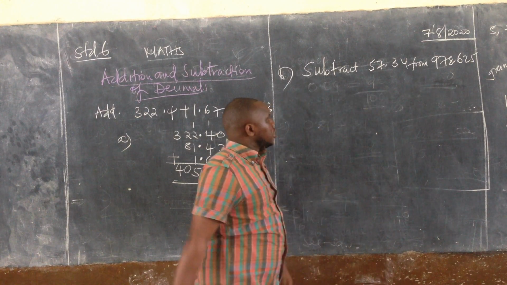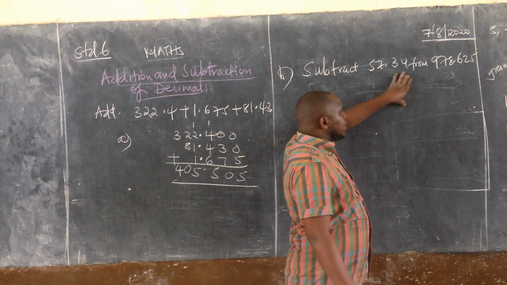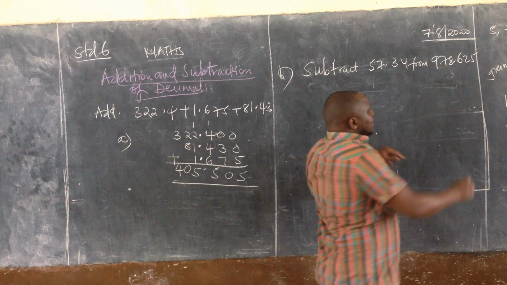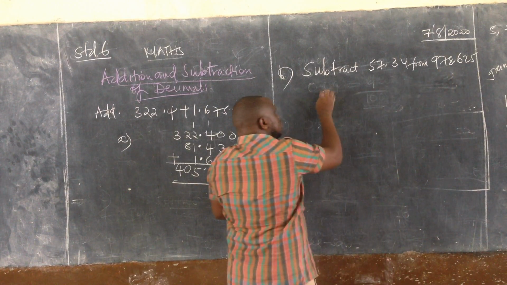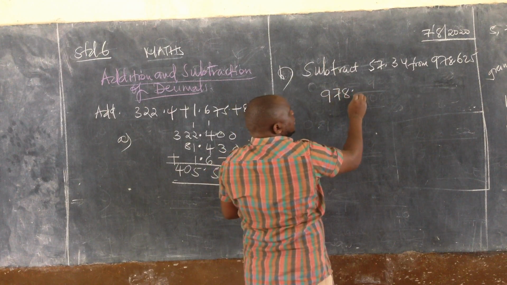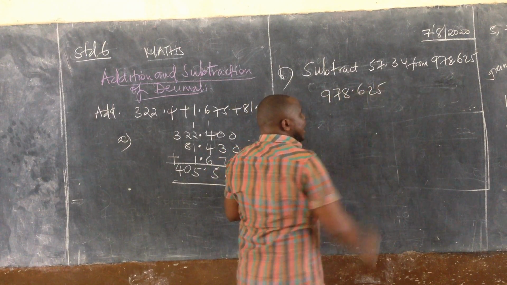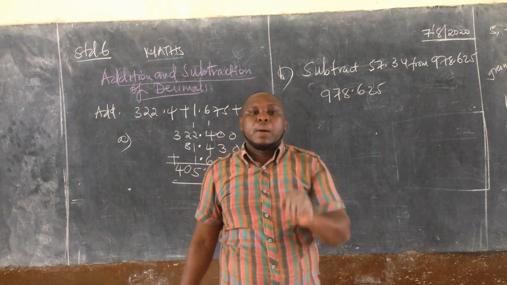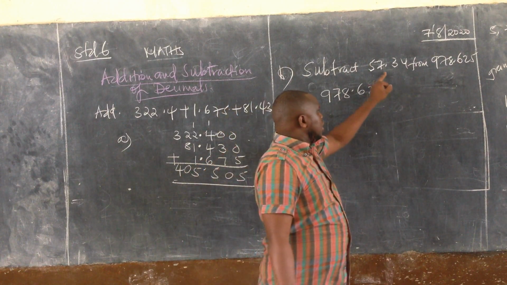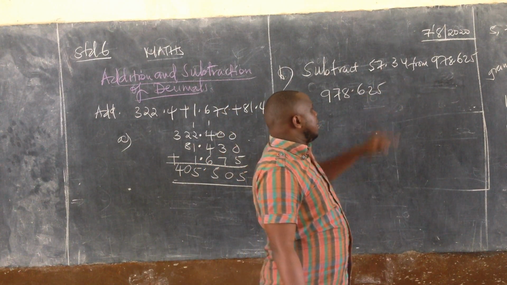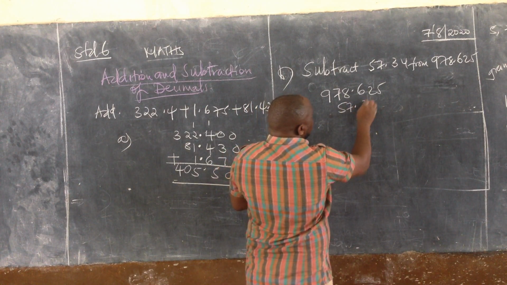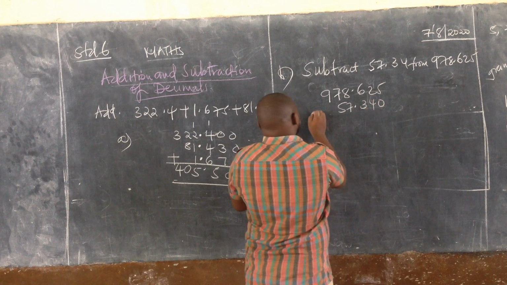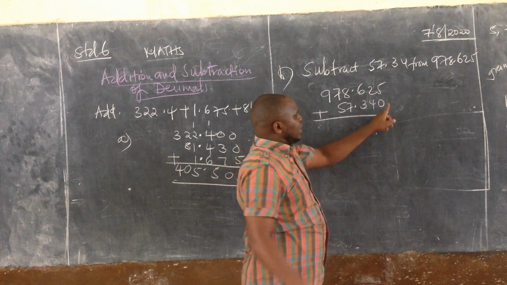So in this case, you are told subtract 57.34 from 978.625. So the number that is to be subtracted is this one, from this number. So this number will be first. So you write 978.625. You can only subtract a small number from a bigger number. So you can compare the two. This one is smaller compared to that. So that becomes the big one. Subtracting the small number, 57.34. You can add a 0 there, just to make it full. But that 0 doesn't have a meaning there.